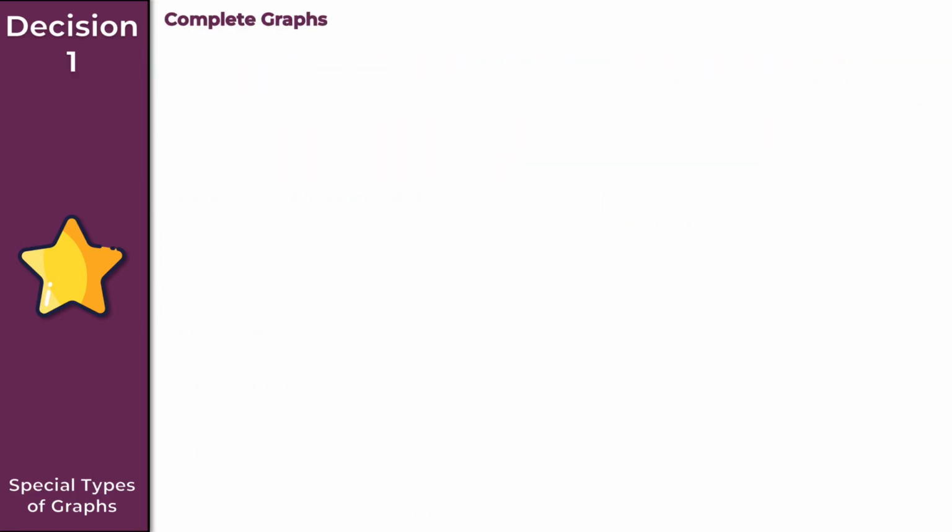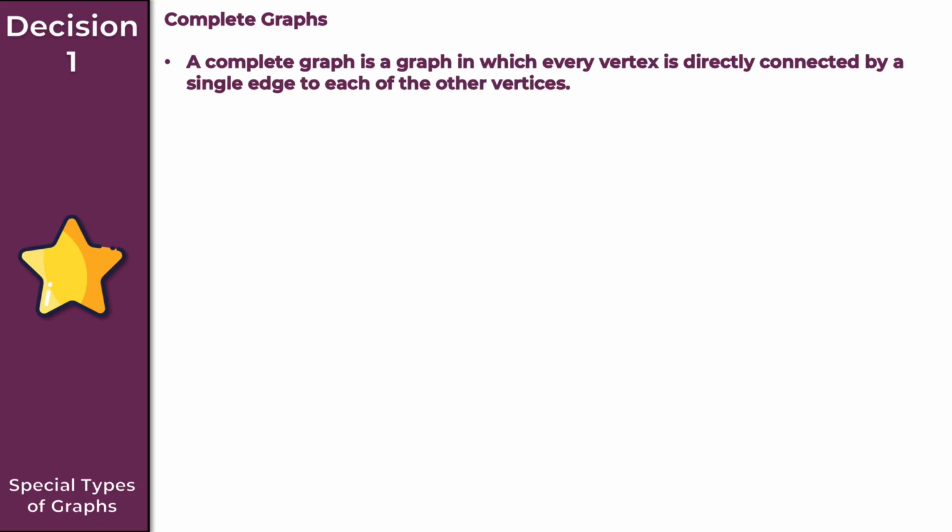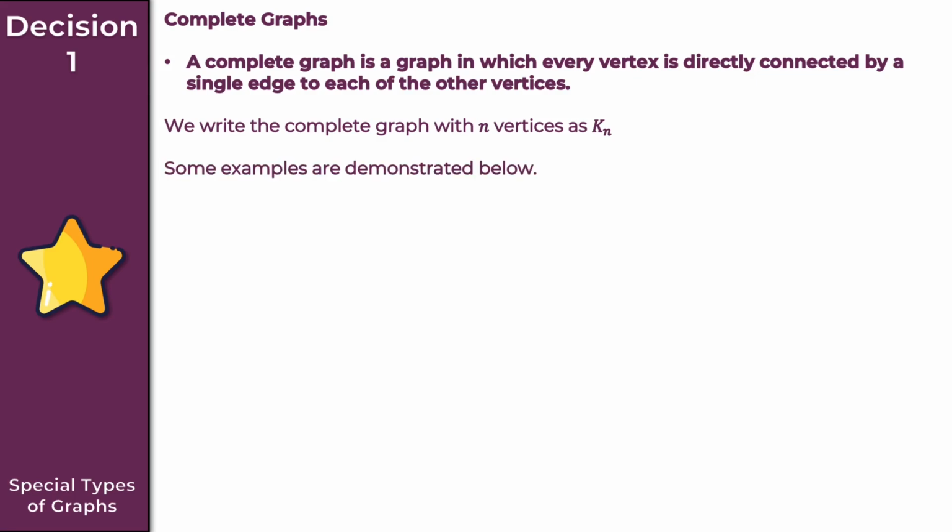So for the next type of graph here, we have complete graphs. Now, a complete graph is a graph in which every vertex is directly connected by a single edge to each of the other vertices. And we write the complete graph with n vertices as Kn. So the subscript there, n, denotes the number of vertices for a complete graph. And some examples are demonstrated below.